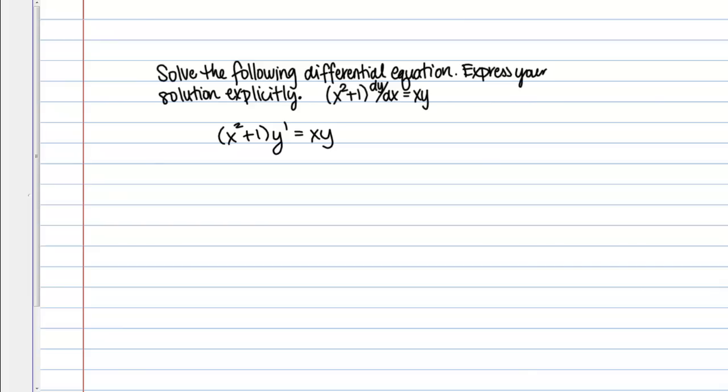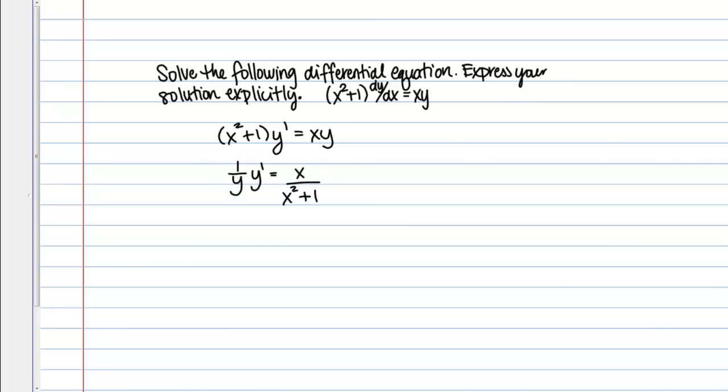Well, I can divide the y over to the left-hand side and divide the x squared plus 1 over to the right. And if I do that, I can write this as 1 over y times y prime equals x over x squared plus 1. So this is separable. So I can solve it using the methods that we've learned for those kind of differential equations. So what do we do next in these situations? Well, what we do is we integrate both sides.